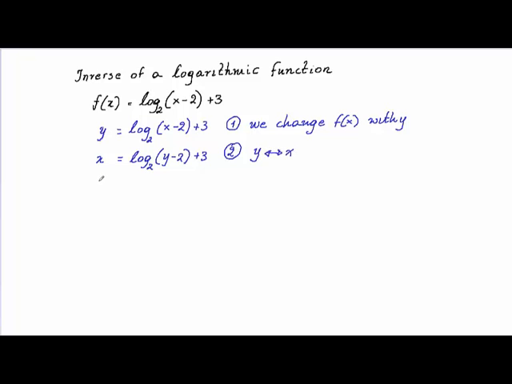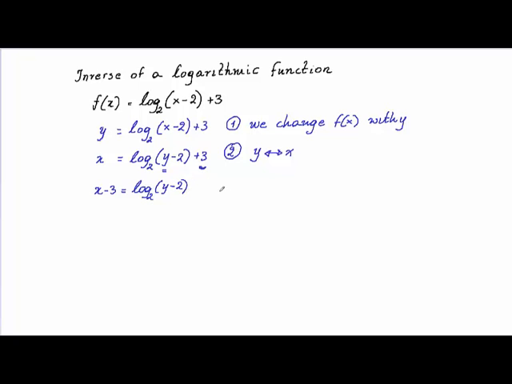Step 3 is that we want to isolate the y, but the y is in the argument of the logarithm. So the first step is to move the number 3, that is a constant, to the left side of the equation. So now we have x minus 3 equals log with base 2 of y minus 2. Okay, why do we do that?